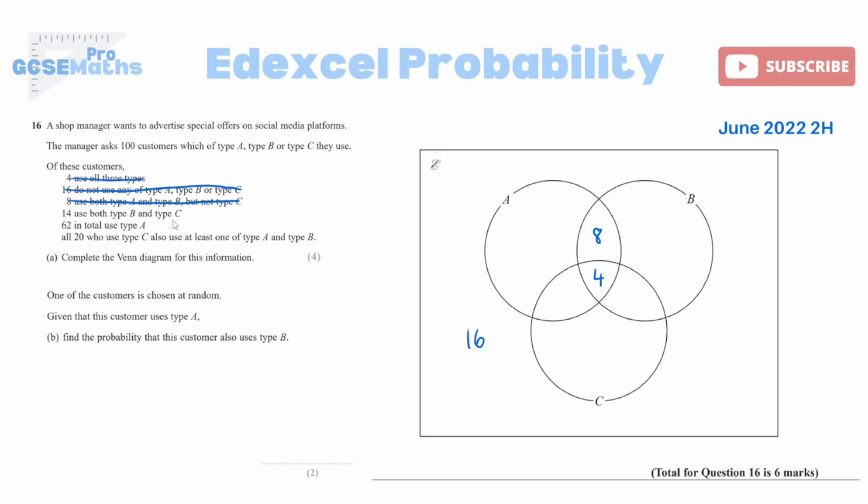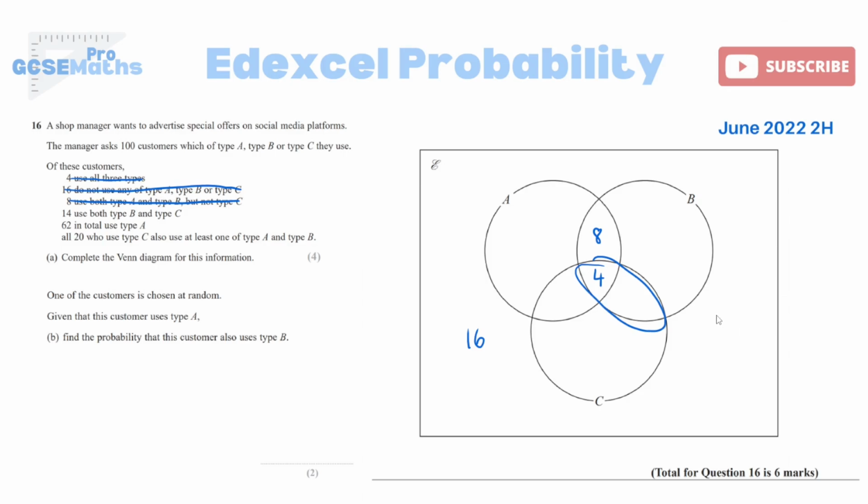14 use both type B and type C. Now you might think, oh yeah, that's fine, I can put that here. However, if I undo that, have a look at the previous one. They specified A and B, not C, so I knew that it was here. This one says B and C. It doesn't specify if they don't use A. So I'm going to assume that this is 14, because they haven't said that they don't use type A. They haven't mentioned that.